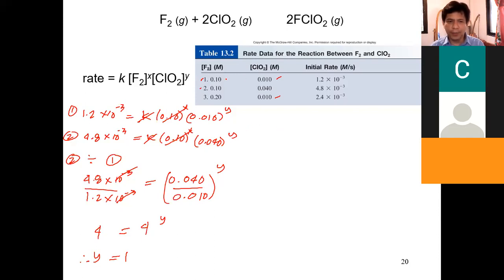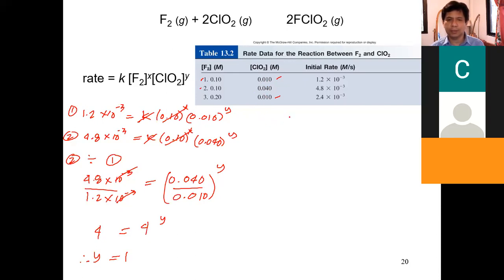So let's use experiment 1 and 3. Okay? So for experiment number 1, it would be like this. 1.2 times 10 to the minus 3 is equals to K raised to 0.10x. Tapos ang mababago lang dito kasi we already have found y. Y is equals to the 1. Ano? Pero actually magka-cancel out din lang yan kasi parehas naman silang 0.010. Ano? So, mawawala din.